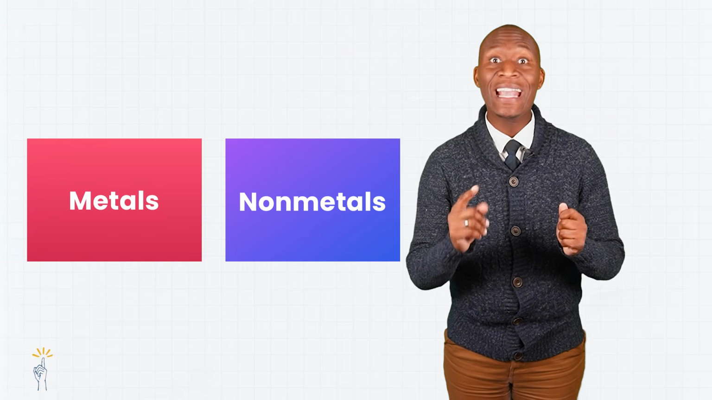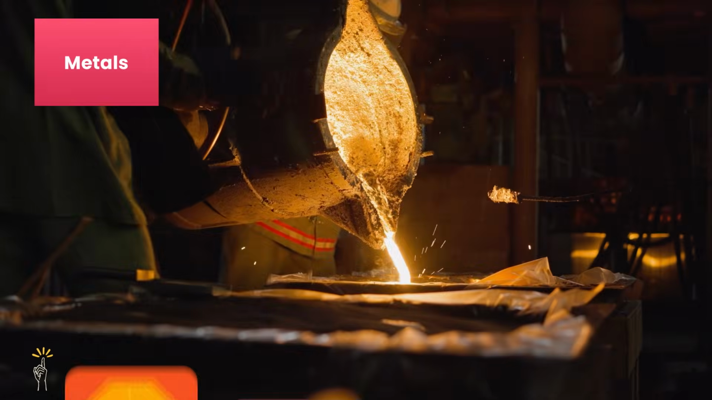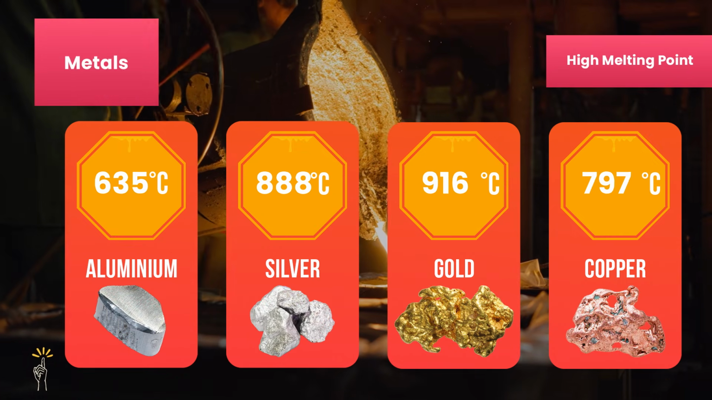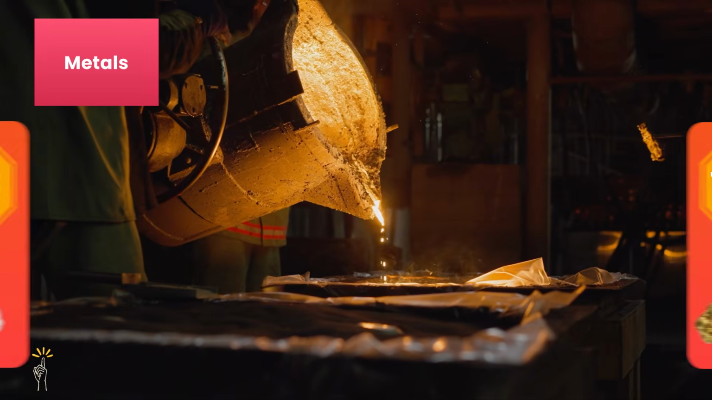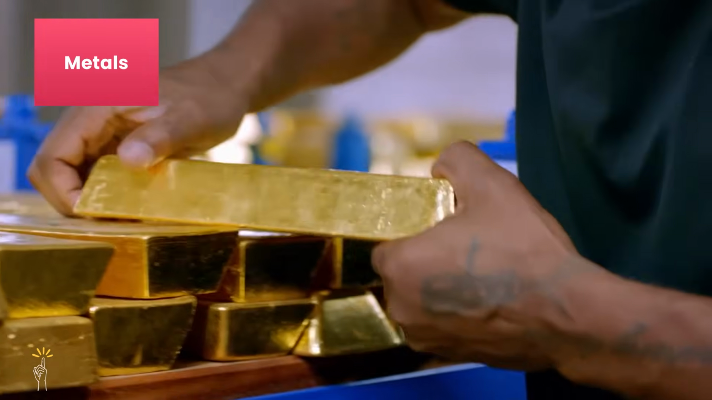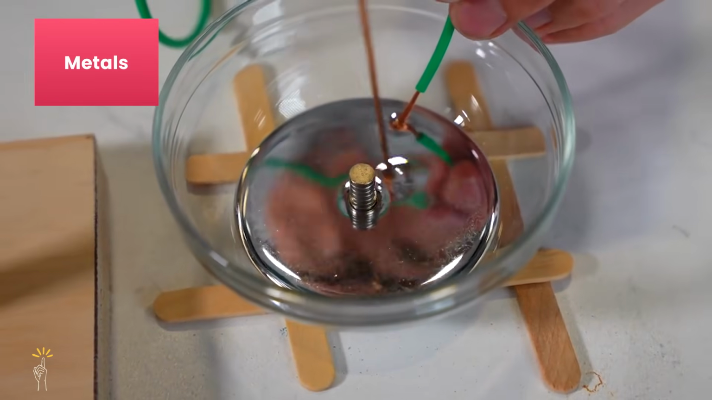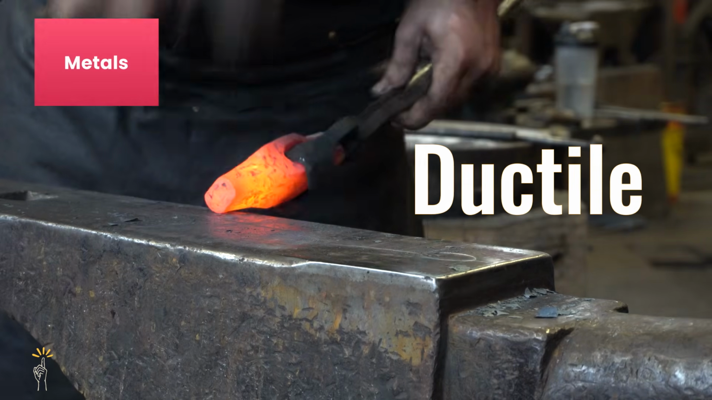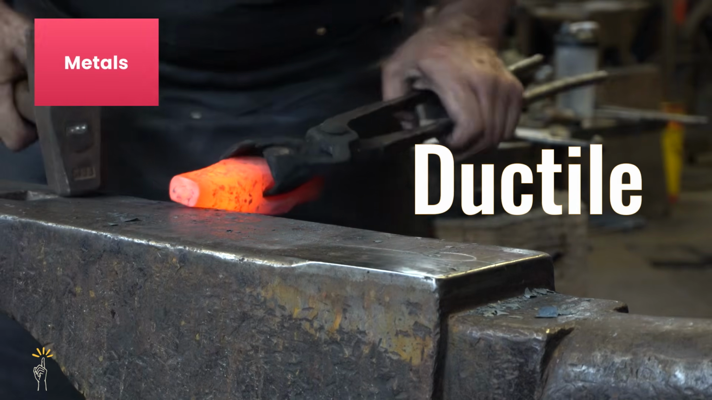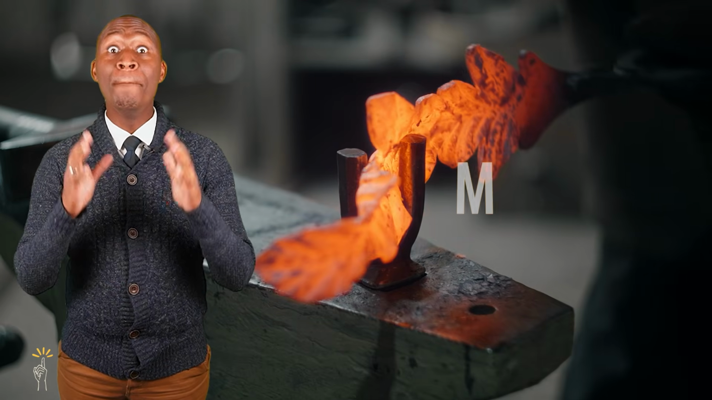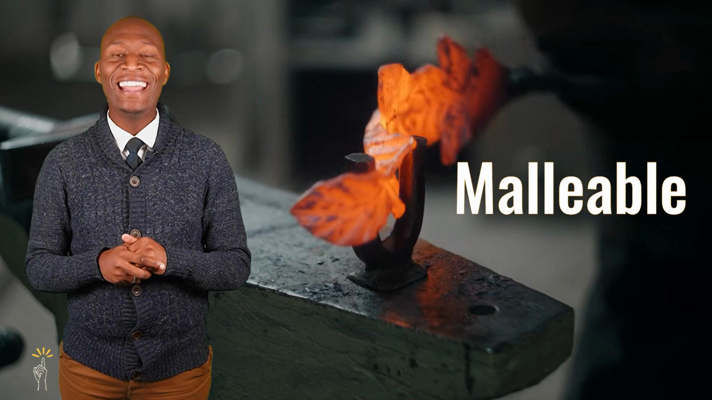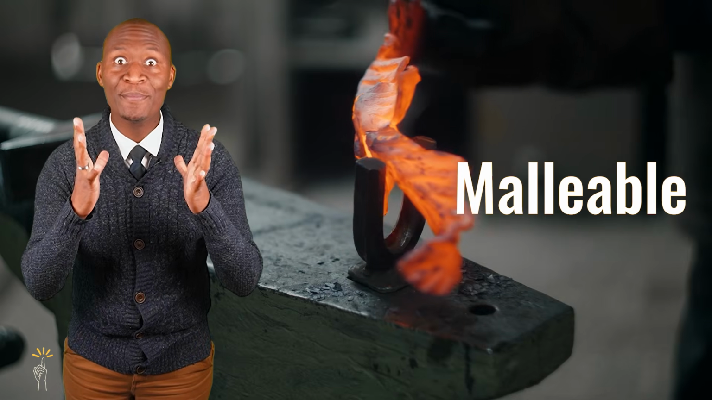So let's have a look at some of the properties of metals and non-metals. Metals have high melting and boiling points, as can be seen from some of these metals. Because of their high melting and boiling points, most metals are solids at room temperature, with the exception being mercury. They are ductile, meaning they can be deformed without losing toughness. What is also interesting is that they are malleable, meaning that they can be changed into different shapes.